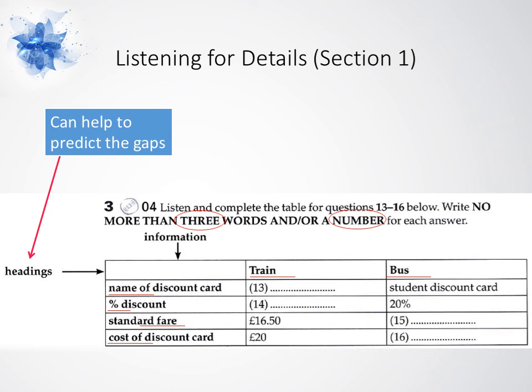Also, there is a table completion. In a table, reading headings and understanding the correlation between them is really important. For example, here we have the headings train and bus. So we have two categories. And we have the name of a discount card, the percentage, standard fare. For example, here the word fare has synonyms like price, fee, money, yeah, and so on. So you need to think of synonyms simultaneously. Cost of discount card, yeah, again, the price.